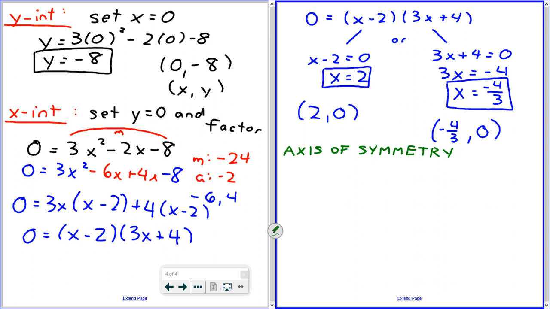Okay, so the axis of symmetry, if you remember, x is going to be 2 plus negative 4 over 3, divided by 2. So where did I get the 2 and the negative 4 over 3? Go ahead. X-intercepts, right? Now this is going to involve a good deal of fractions.